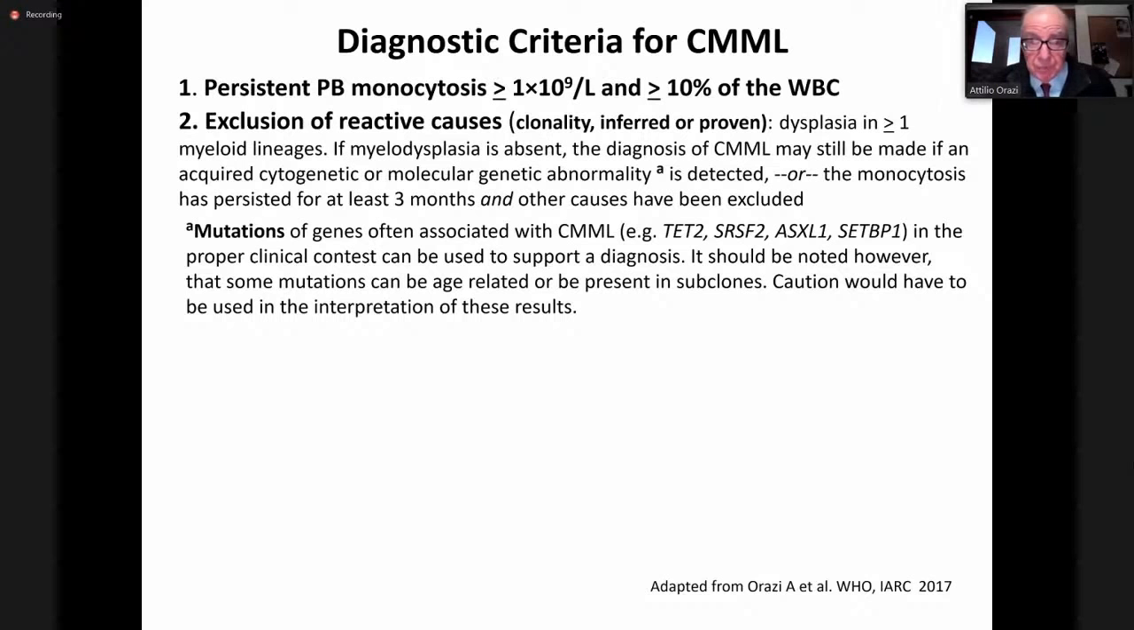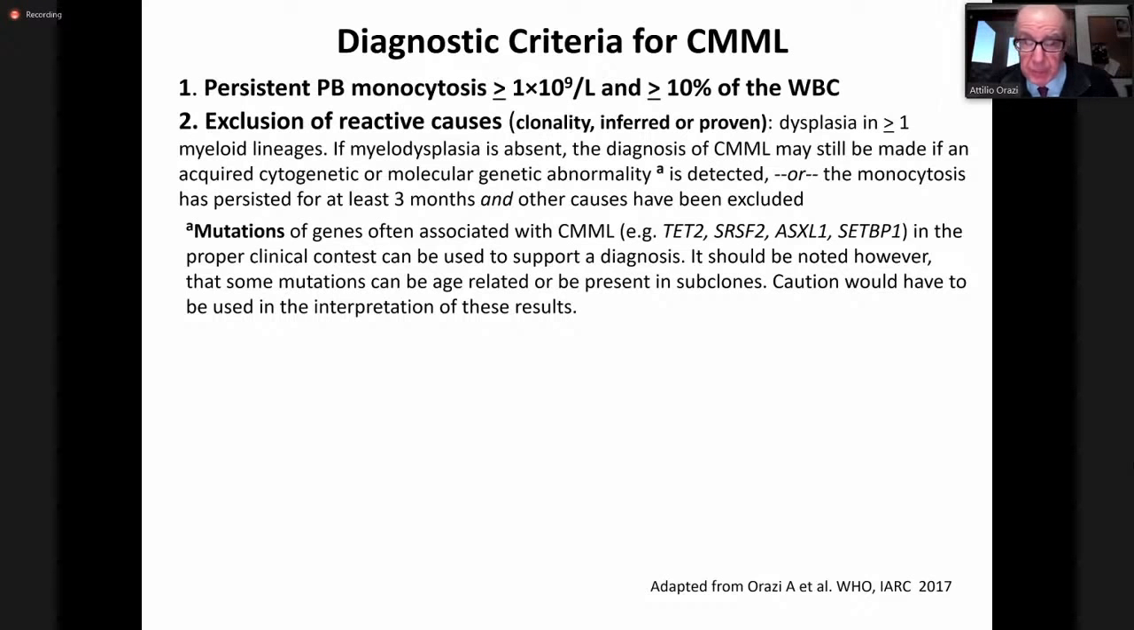But if the dysplasia is absent, you can still make a diagnosis of CMML, but you have to prove the clonality at that point. And how do you prove clonality in this setting? Well, you prove clonality because you find a cytogenetic abnormality. You find trisomy 8. Here, trisomy 8 is perfectly fine. It's not an MDS defining feature, but it proves clonality. You find monosomy 7, of course it's clonal.